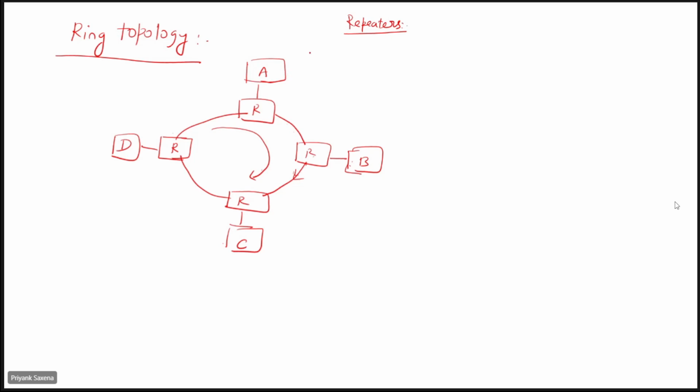For a ring to operate as a communication network, three functions are performed by the repeaters, right? First is data insertion, data reception, and the third is data removal. So what is that?